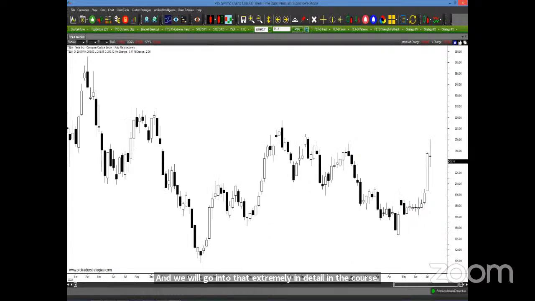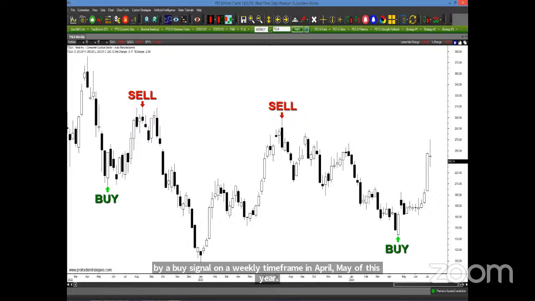Here's a weekly chart of Tesla going back a couple of years, back to 2022. And remember we talked about kind of these ranging markets where we go up, go down, go up, go down. Well, Tesla on a weekly time frame fell into that category perfectly, because look at all the setups you could have got. Here was a buy signal in May of 2022, followed by a sell signal in August of that same year, and then another sell signal in July of 2023, followed by a buy signal on a weekly time frame in April, May of this year. So do you think any of these signals could have helped you?